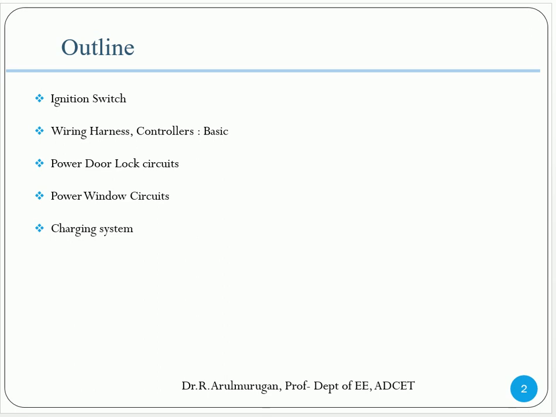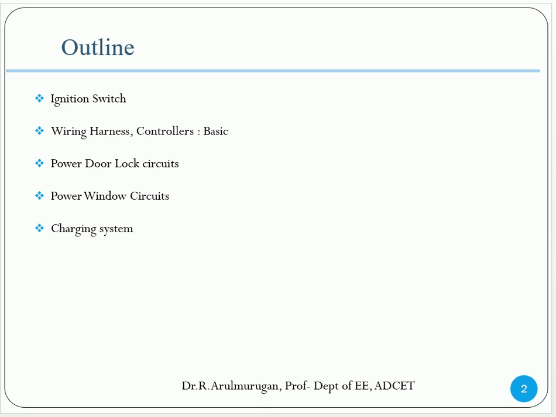The next one is the power window. In olden days, it was mechanical, a pedaling type of system. With the help of your hand, you rotate the pedal and the window moves up and down. That is a normal window operation. This one is executed with the help of a motor, and that is a power window.